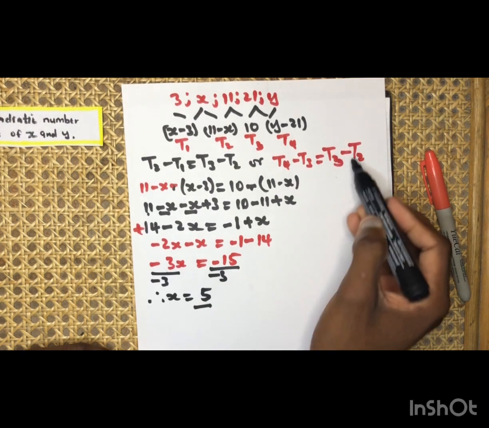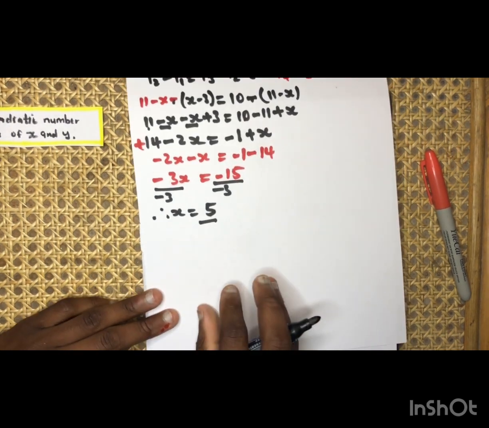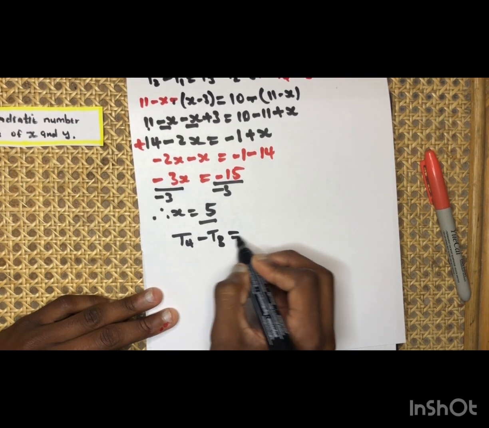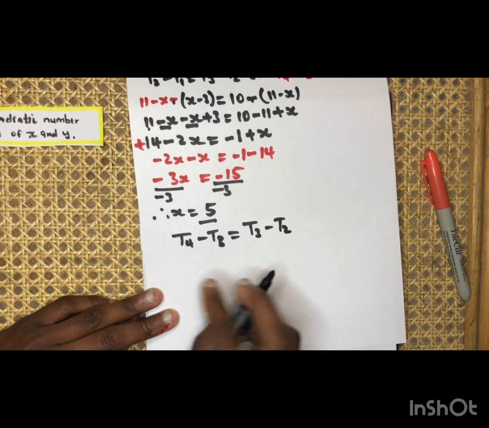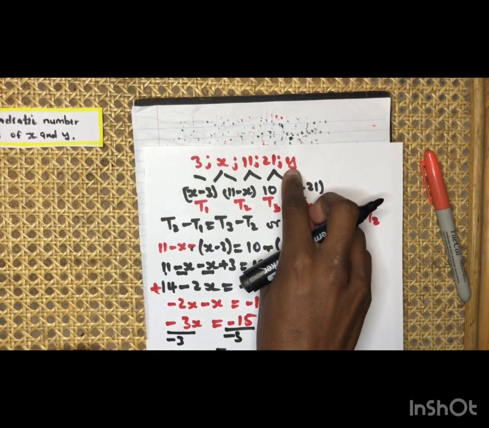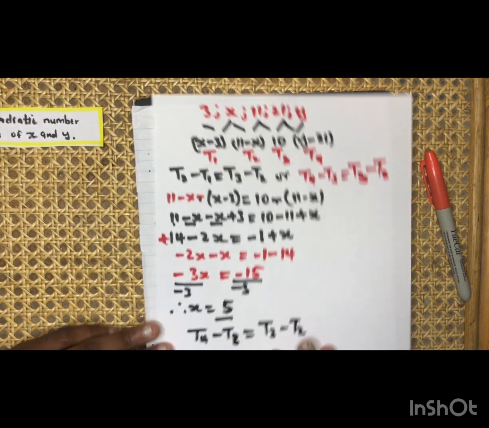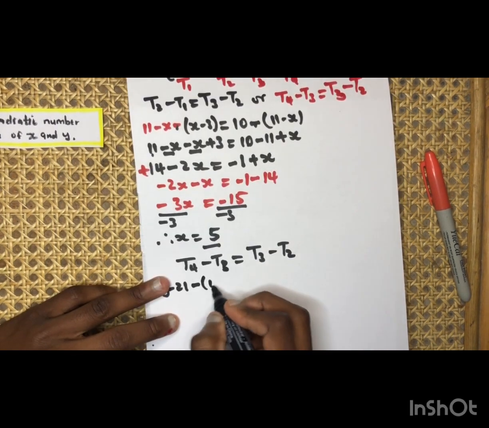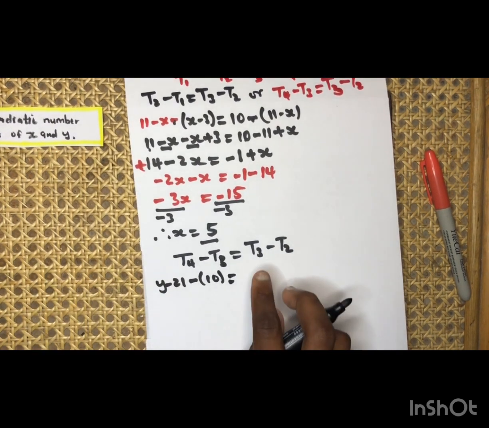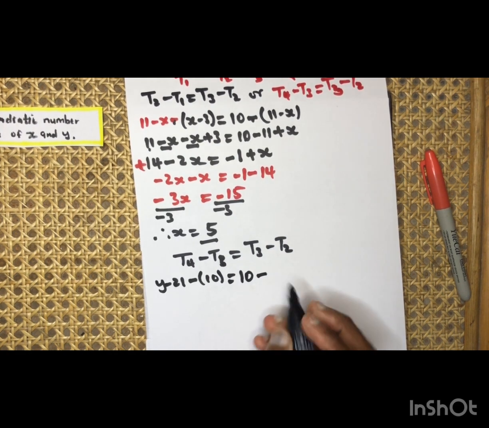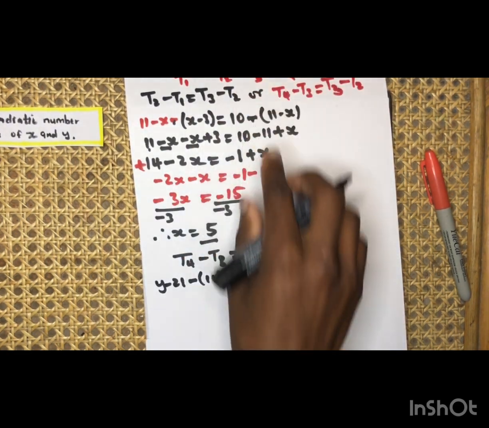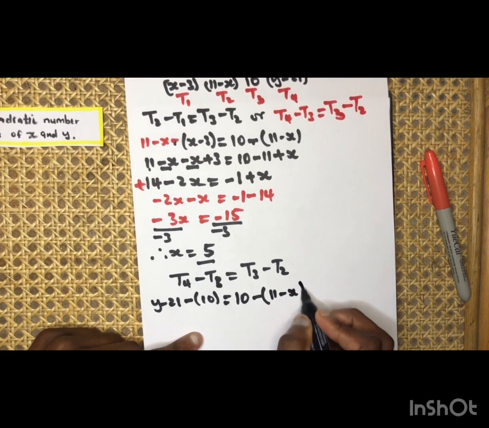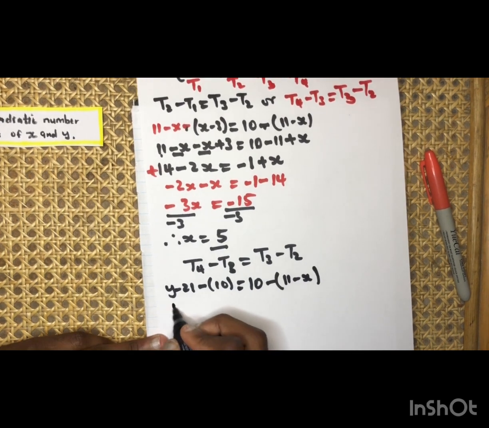We're not done because we're looking for x and y. Then I will go to this formula that we did. We said, guys, that t4 minus t3 must be equal to t3 minus t2. Remember, your t4 was y minus 21. So I have y minus 21 minus your t3, which is 10. So your t3 again is 10 minus your t2 in this first difference, which was 11 minus x. Okay, I hope you are happy.